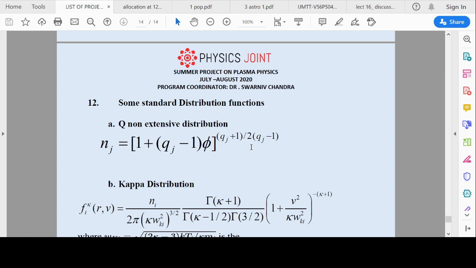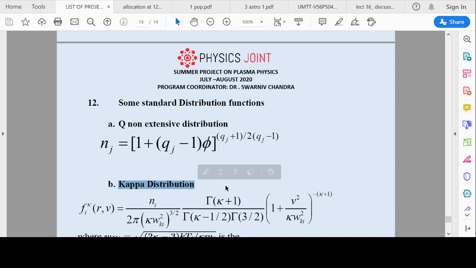There are some statistics apart from the equilibrium statistics or Maxwell-Boltzmann statistics. Those are known as non-equilibrium statistics, and in such a case, Kaniadakis distribution is there, Tsallis distribution is there, and Tsallis entropy is there. So a lot of different things. Suppose you are interested to know how to use this Q non-extensive, you select it, copy it, put it in Google, and you will get an idea what is Q non-extensive, what are Kappa distributions. These are all non-thermal distributions.